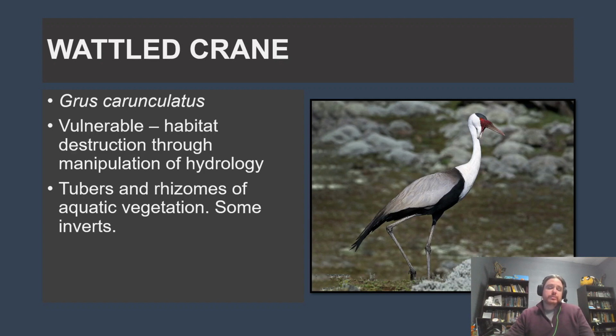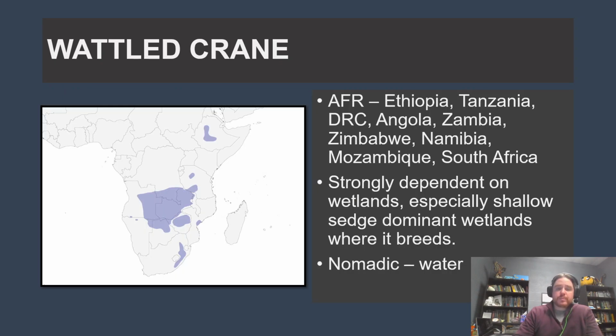One of the reasons they're very dependent on wetlands is because one of their preferred food sources are the tubers and rhizomes of aquatic vegetation. They do eat some invertebrates as well. It's native to Africa. You can see that we've got quite the weird distribution map here with lots of patches where it is known from Ethiopia all the way down to South Africa, Mozambique, etc.